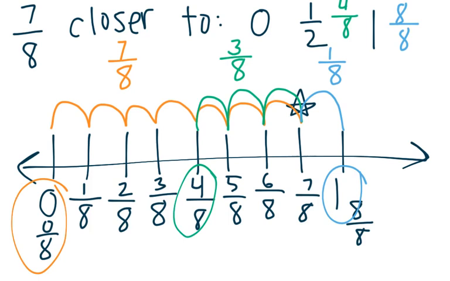Remember, we want to find the smallest fraction, and we know that 1/8 is our smallest fraction, which means that 7/8 is closest to 1 whole.